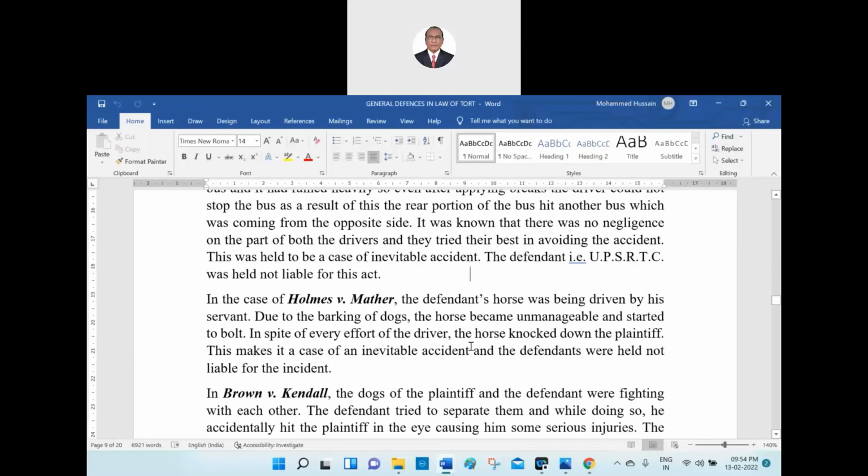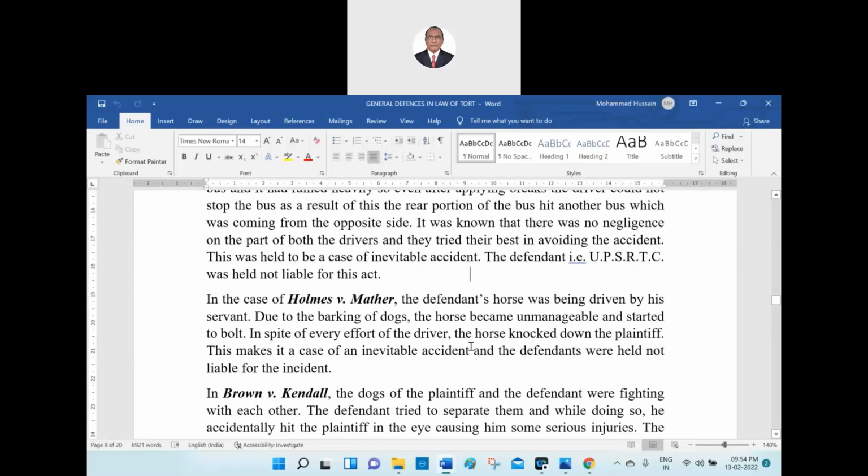In spite of every effort of the driver, the horse knocked down the plaintiff. This makes it a case of inevitable accident, and the defendant was held not liable for the incident, because the defendant's horse was being driven by his servant.